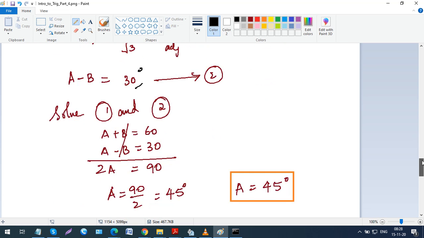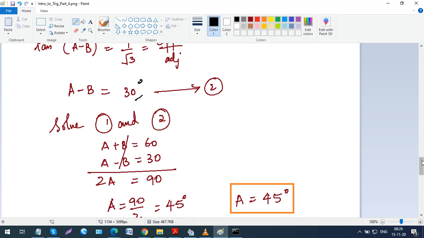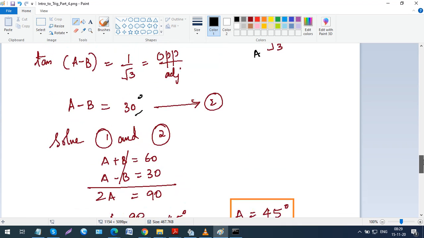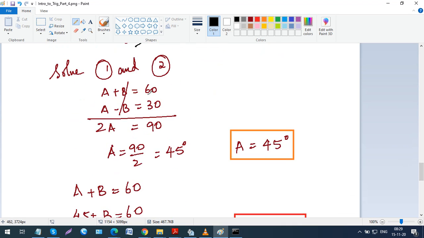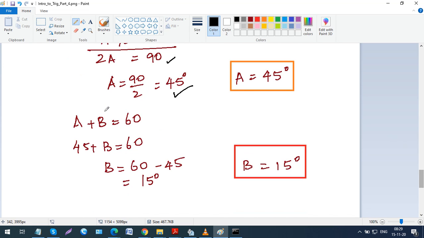Right. So now we will solve 1 and 2. We have learnt linear equations in two variables, so it's a similar case. A plus B equals 60, A minus B equals 30. So B gets cancelled, you get 2A equals 90, you're just adding them. And A equals 90 by 2, which is 45 degree. If A is 45 degree and A plus B is 60 degrees, B is going to be 60 minus 45, which is 15. So you get A as 45 and B as 15.